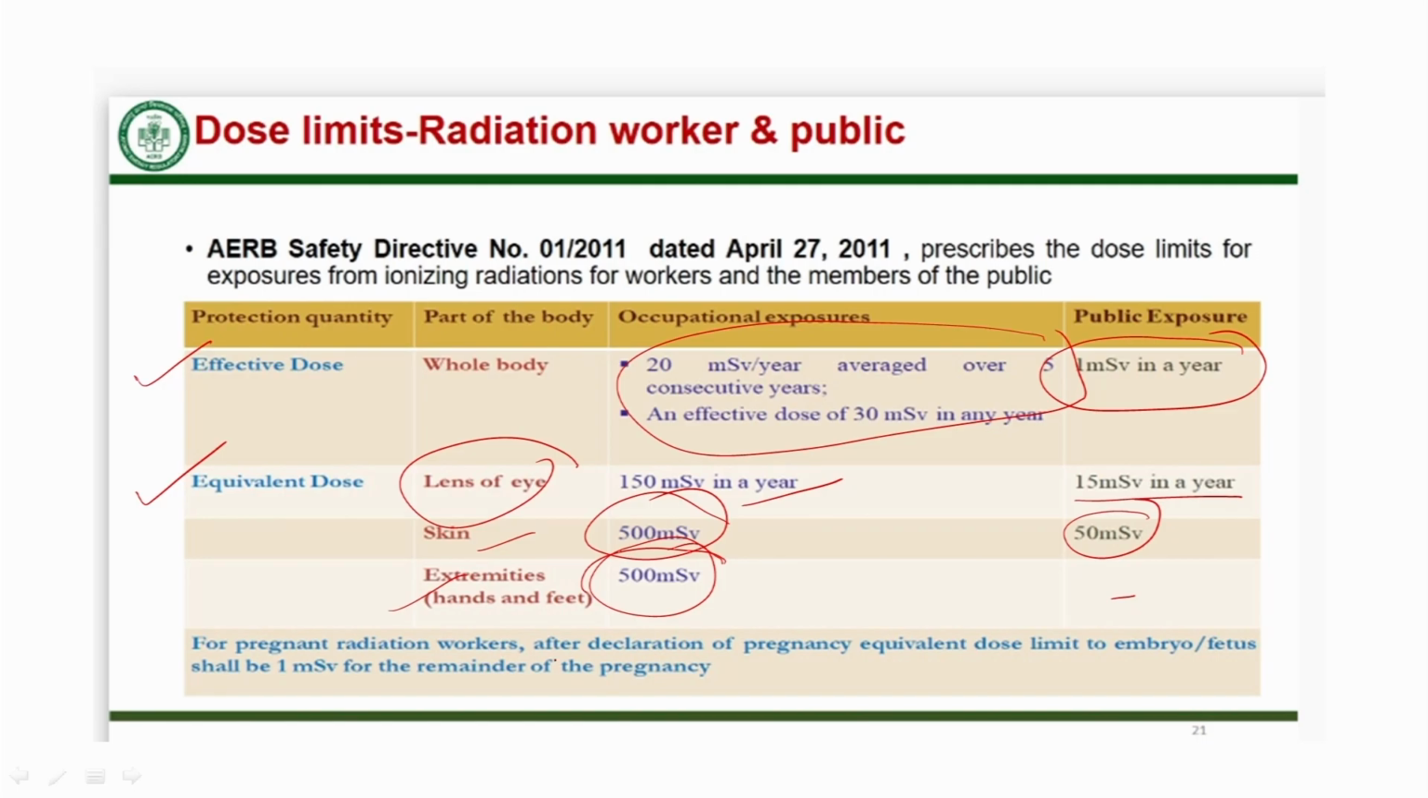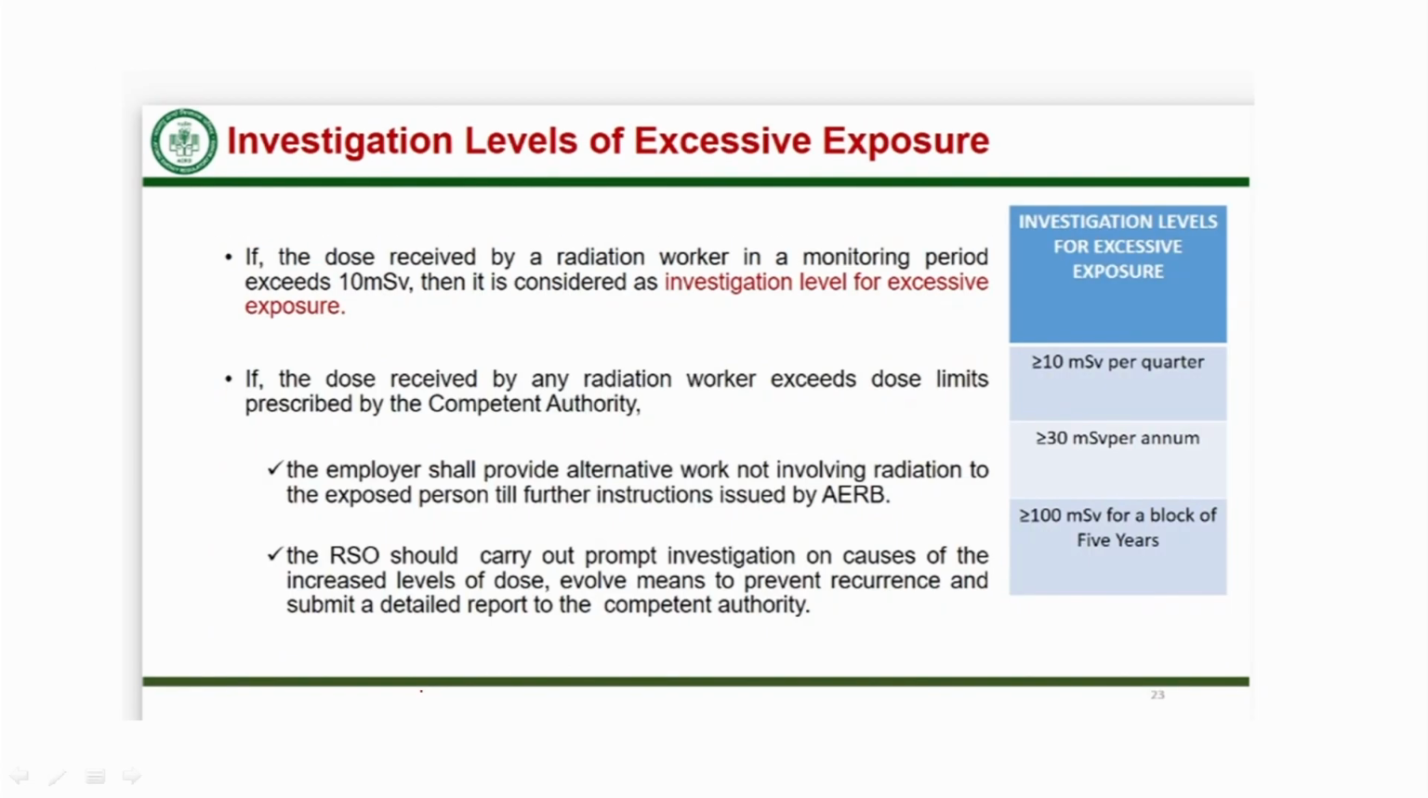For a pregnant radiation worker, after declaration of pregnancy, the equivalent dose limit to the embryo or fetus shall be 1 millisievert for the remainder of the pregnancy period. This is the important line. Equivalent dose limit to embryo or fetus shall be 1 millisievert for the remainder period of pregnancy, meaning after declaration of pregnancy. So these are the dose limits for radiation worker as well as public.